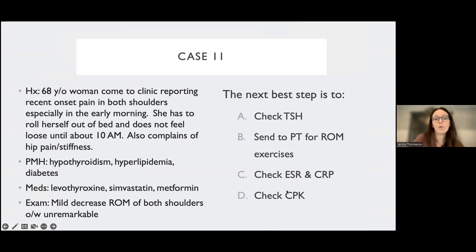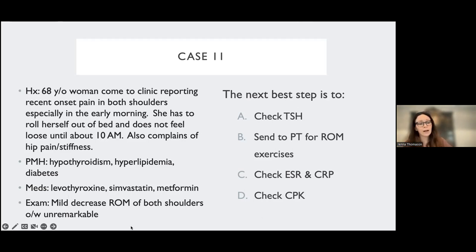All right, so this is a 68-year-old woman coming to clinic with recent onset pain in the shoulders, especially early in the morning. She has to roll herself out of bed. She doesn't feel loose until 10 a.m. Also complains of hip pain and stiffness. She has hypothyroidism, hyperlipidemia, diabetes. She's on levothyroxine, simvastatin, metformin.